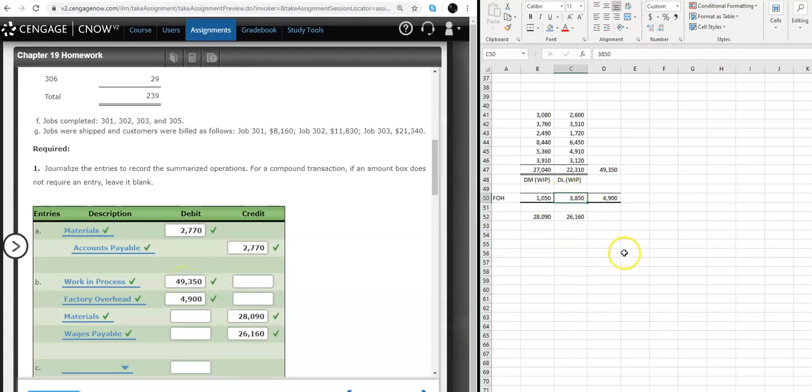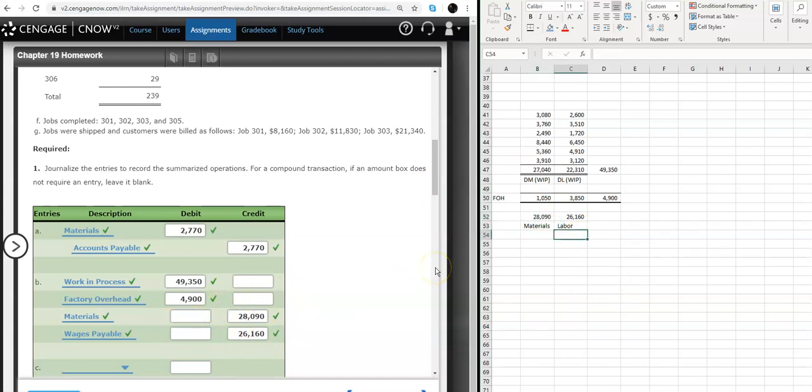Then the two numbers that are going to go to factory overhead could be added together, and both of those can go to factory overhead. The total amount that comes out of the materials account are both my direct materials and my indirect materials. So if I add up my direct materials and my factory overhead materials, this number right here is my total materials, which includes both indirect and direct. This is my total labor, which includes both direct and indirect. So I need to credit materials for that amount and credit wages payable for that amount.